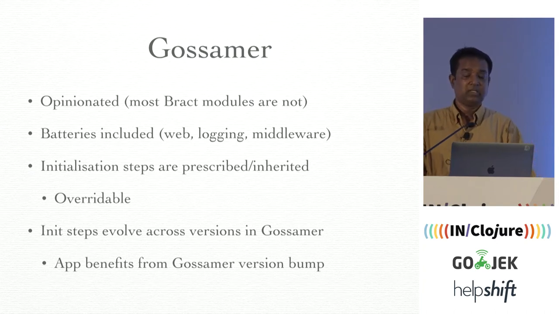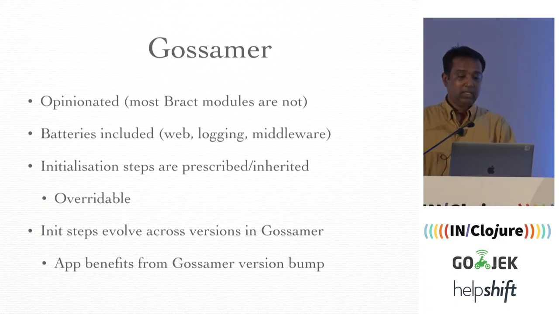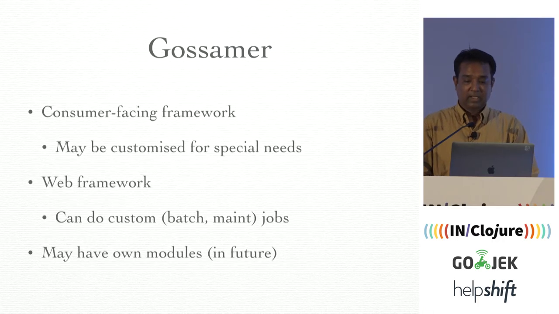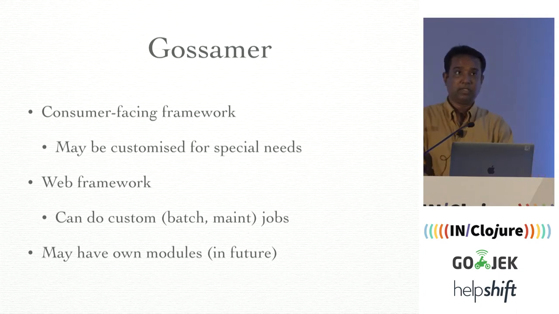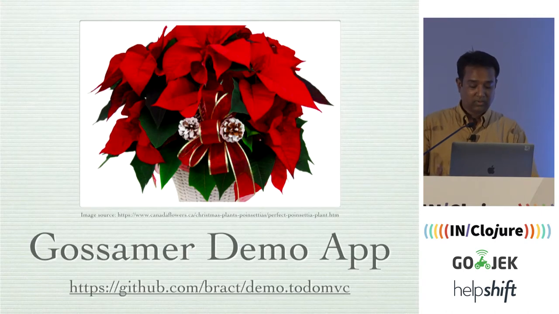Gossamer is opinionated, as opposed to the Bract modules, which are pretty low level, and those are not opinionated. It includes certain things by default, and the initialization steps are included in Gossamer, and those can be individually overridden. And a few more notes: Gossamer is a micro web framework, and it may have some modules in future, but right now this is just one small framework. And with that, I'll come to a demo of the Gossamer app.